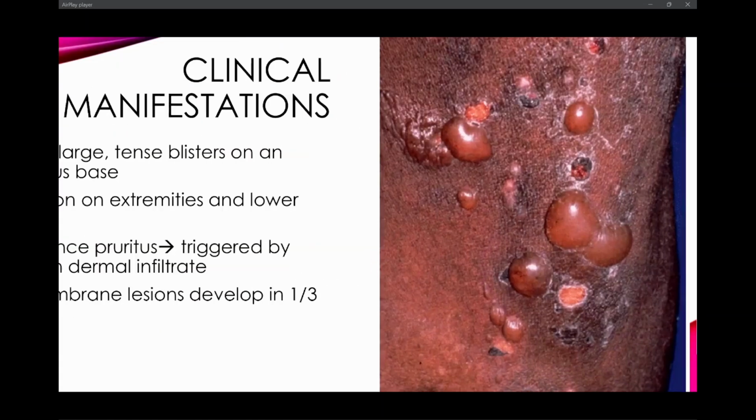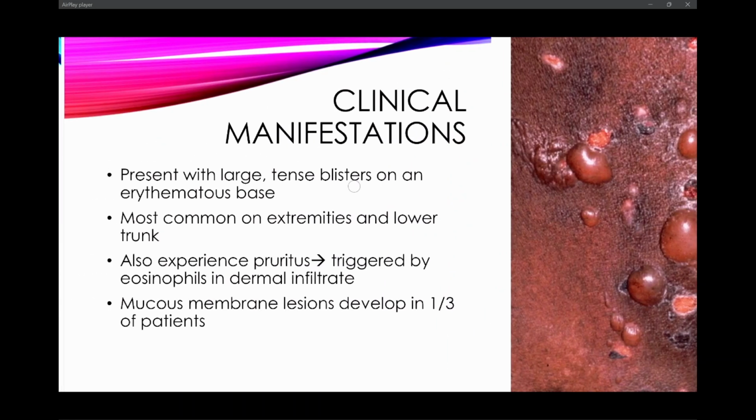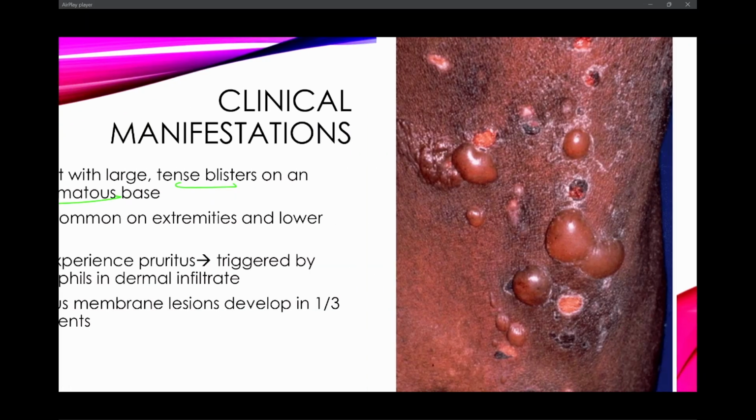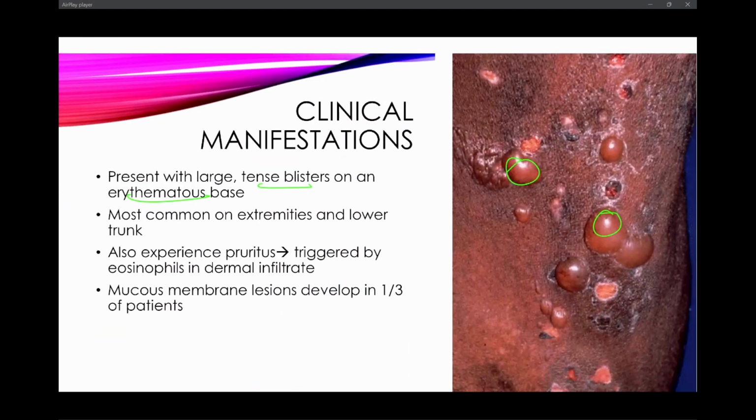So these are what the blisters will look like. Large, tense blisters, erythematous base, so you can see how tense those are. Because of the shininess, they're ready to pop if you just touch them. So again, bulla, the little blisters that form. Most common on extremities, lower trunk. Also experience pruritus. That has some eosinophils, so the itchiness that occurs. And mucous membrane lesions will develop in a third of the patients.